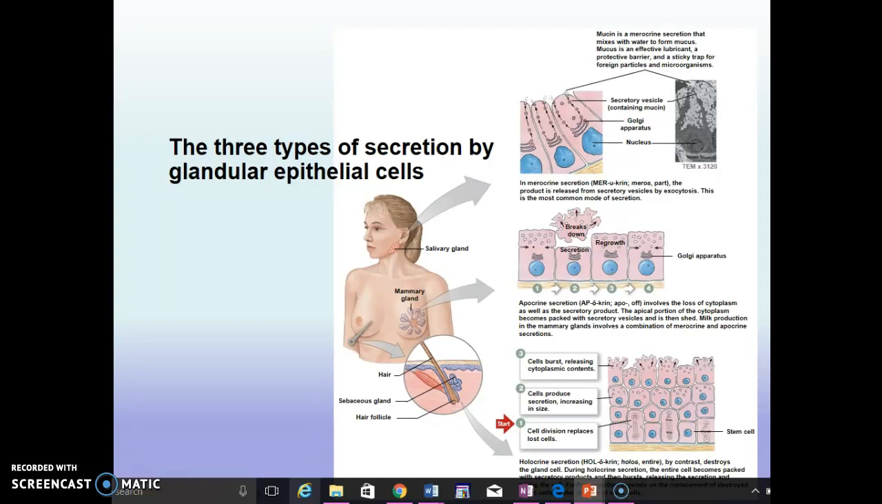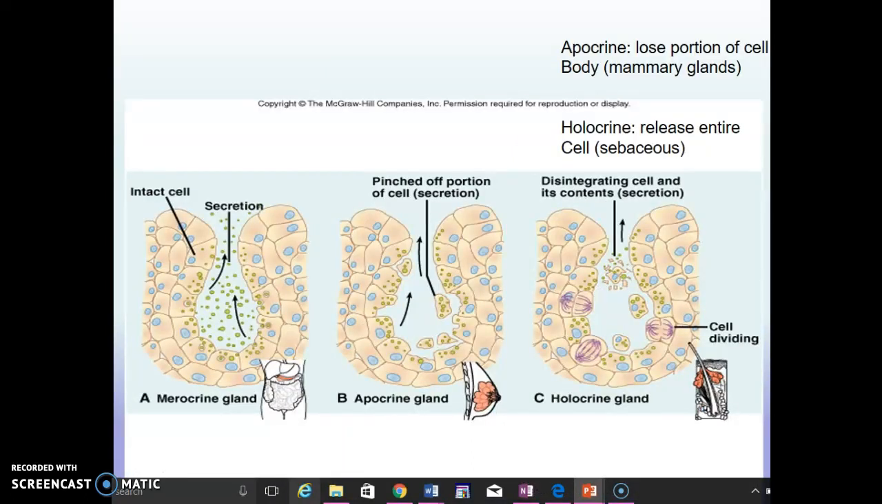Good examples of that would be sebaceous glands and sweat glands. So there are three types of secretions by glandular epithelial cells. You might want to pause here to look over this diagram. Here we can see the three types of secretions.